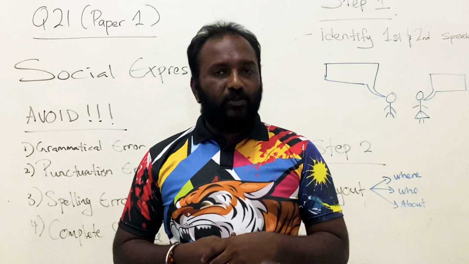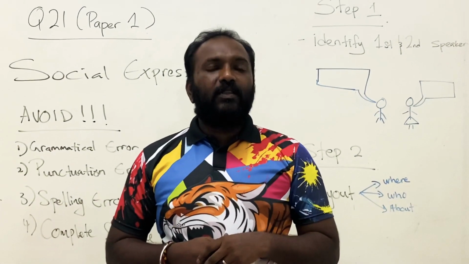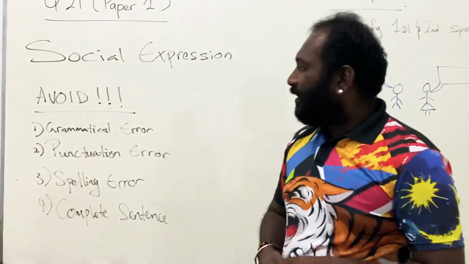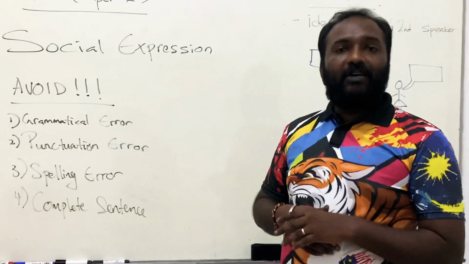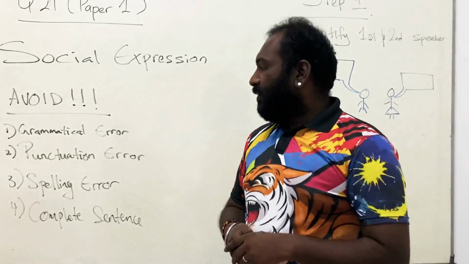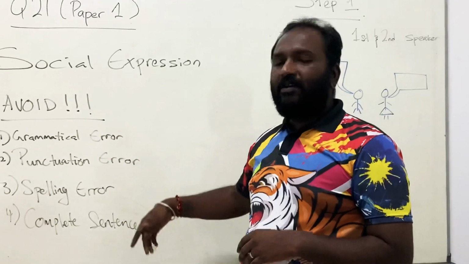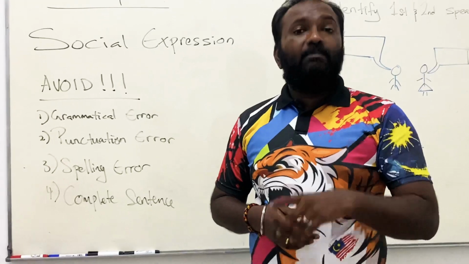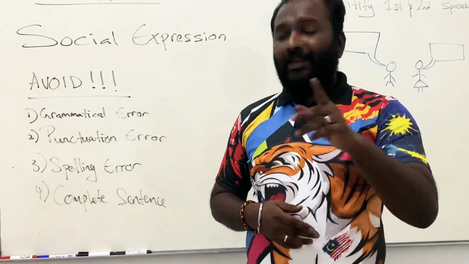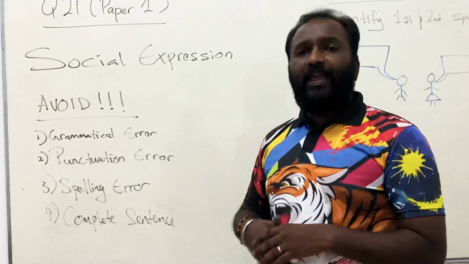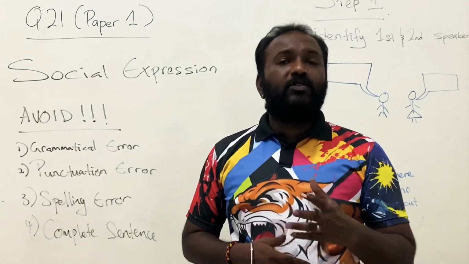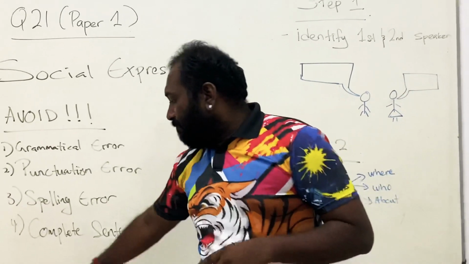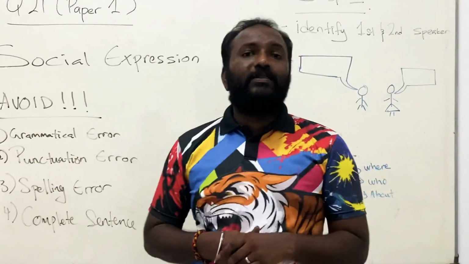Before we move on to those steps, let us first look at the things which we should avoid in doing social expressions. Number 1, make sure you don't make any grammatical errors. Number 2, make sure there are no punctuation errors in your response, because most of the students are losing marks not because of their answers but because of their punctuation errors. Number 3, make sure you don't make any spelling errors. Go for common words. Don't try to write words that you yourself don't know the meaning or the spelling. And finally, make sure your answers are in complete sentences.